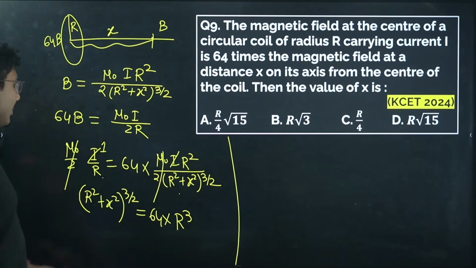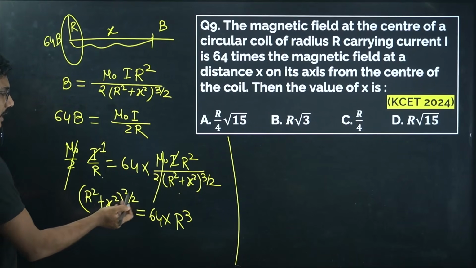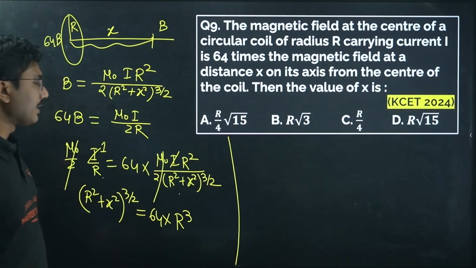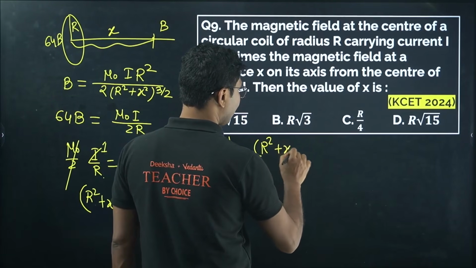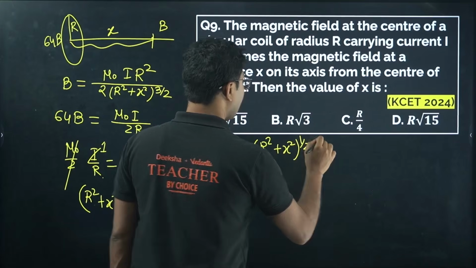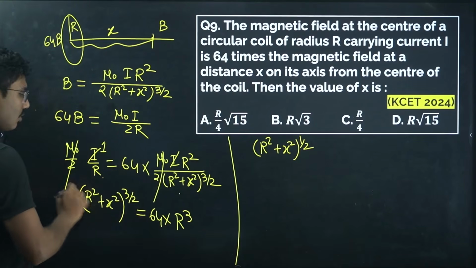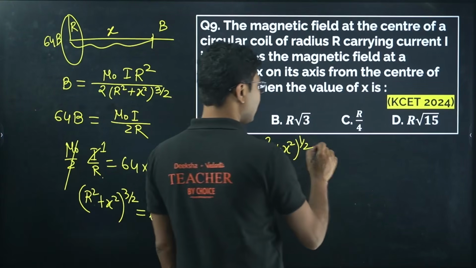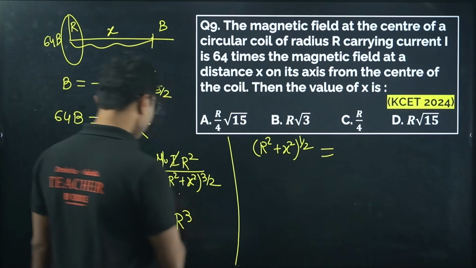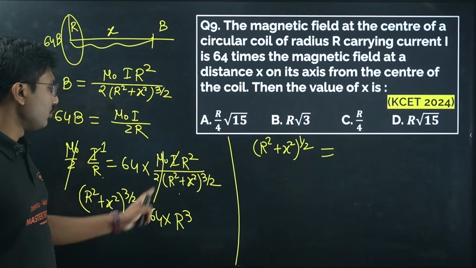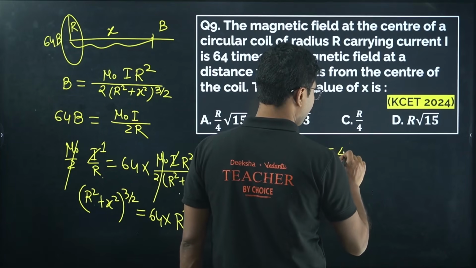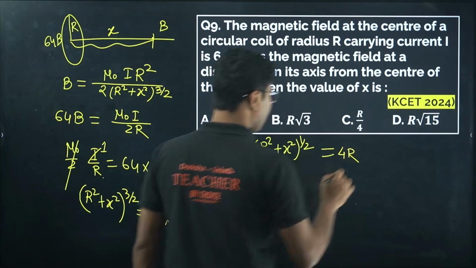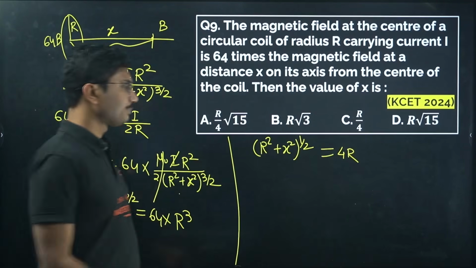Okay, now first of all, there is a cube over here. So if you take the cube root on both sides, we get r square plus x square to the power half. Cube root means the cube is gone, and the cube root of 64 is 4. So 4r, cube root of r cube is r.